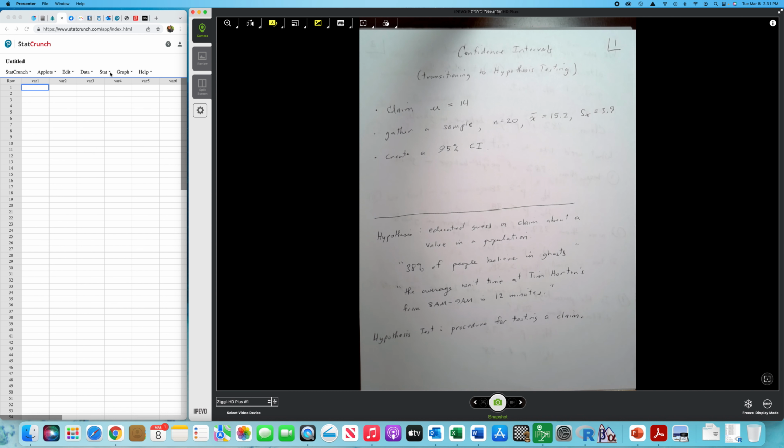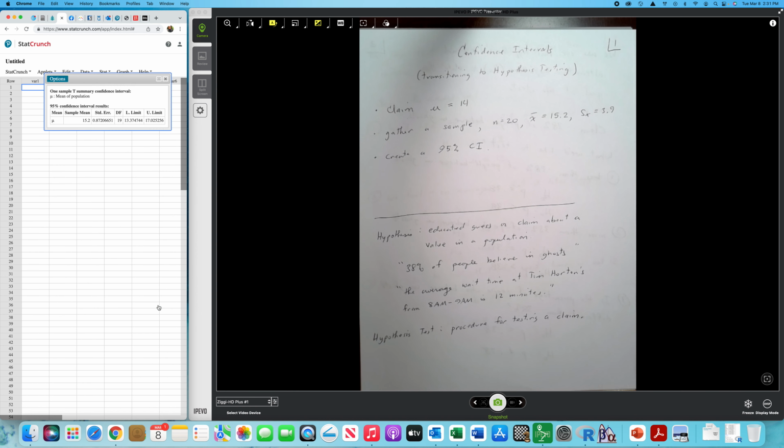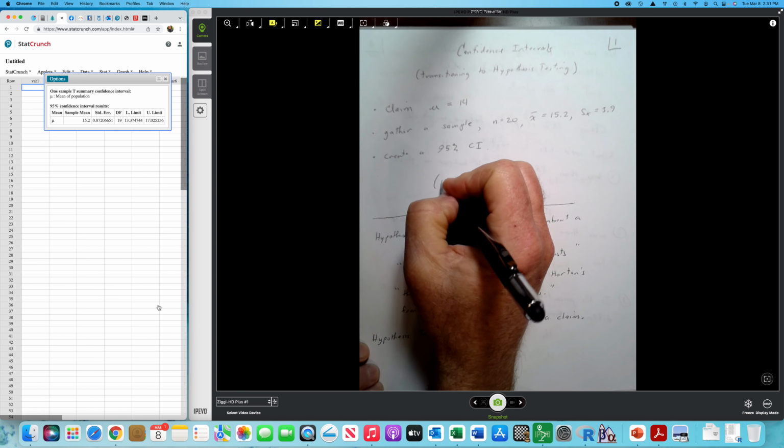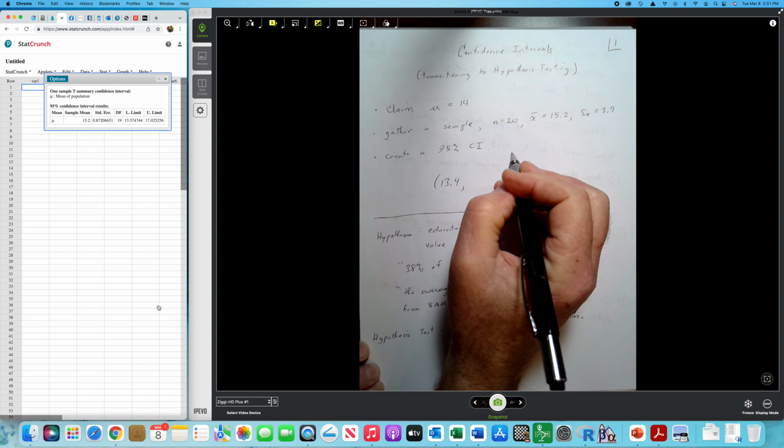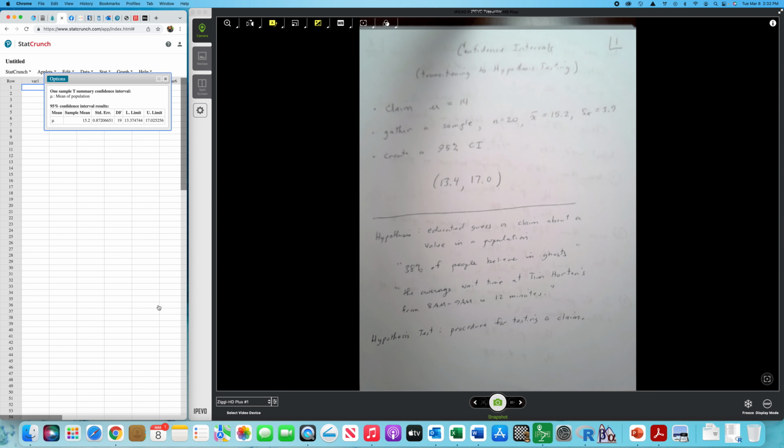Construct a 95% confidence interval. Well, that should be really easy to do now. We just go to t stat, one sample with summary, and type in the mean of 15.2 and type in the sample standard deviation of 3.9. Our sample size is 20. Select the confidence level that's appropriate, which in this case is 95%, and calculate the confidence interval. Well, 13.4 up to 17.0 would be the 95% confidence interval.